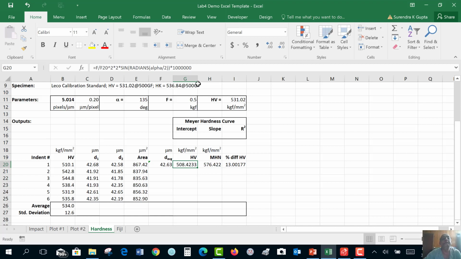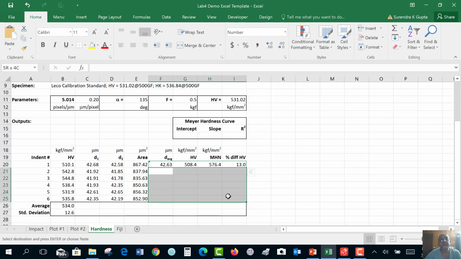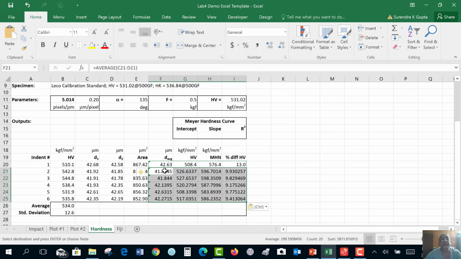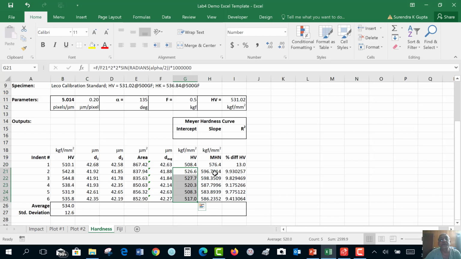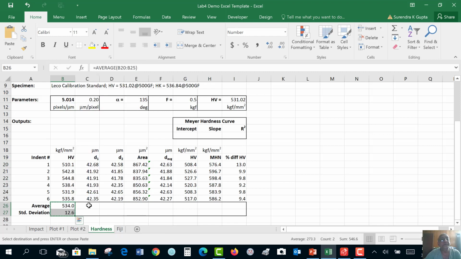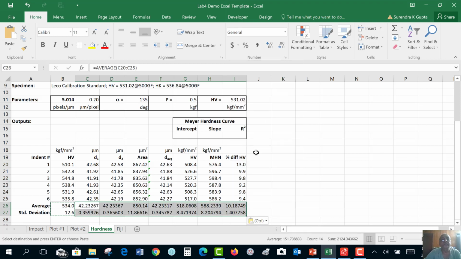Okay, so let's adjust some digits here, just digits. And we'll copy all of these formulas down. We could have copied the formats too selectively, but this is just as fast. Okay. And let's copy average those formulas as well.